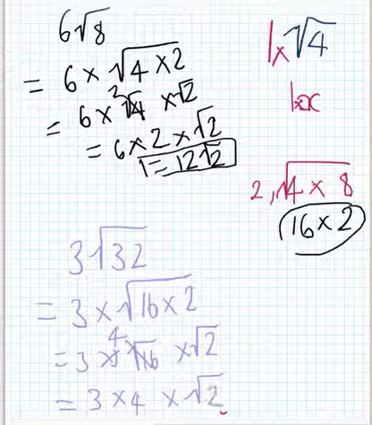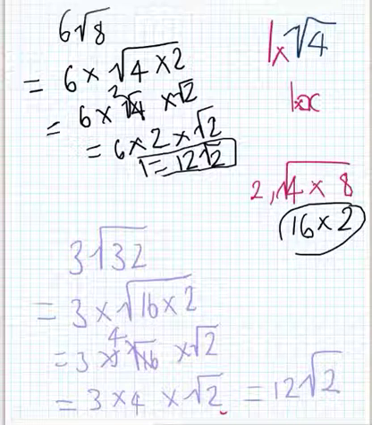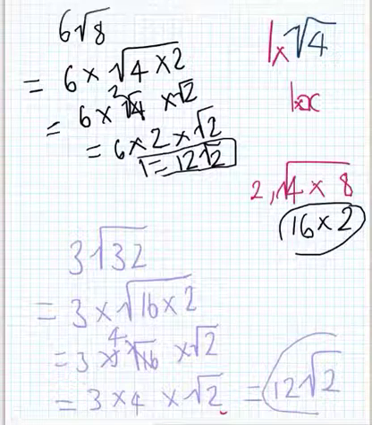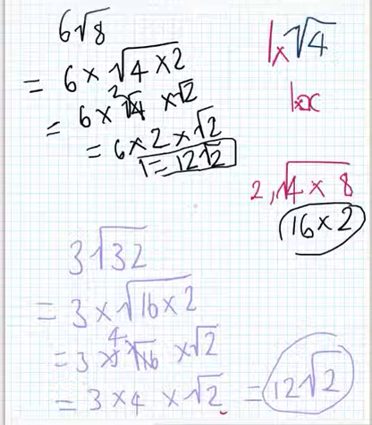And what is 3 times 4? 3 times 4 is 12. And 12 times the square root of 2. And we know the times becomes invisible. So we still got the same answer in the end. It's just that the first method took us longer because we didn't use the highest perfect square factor of 32.